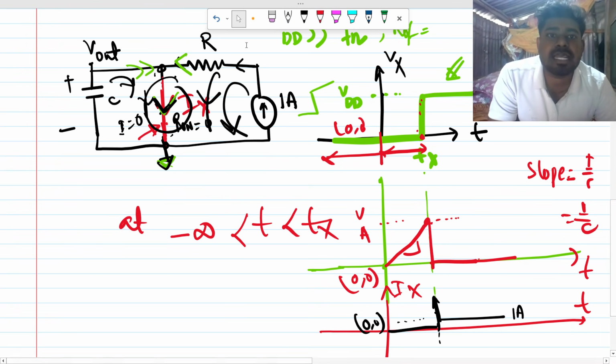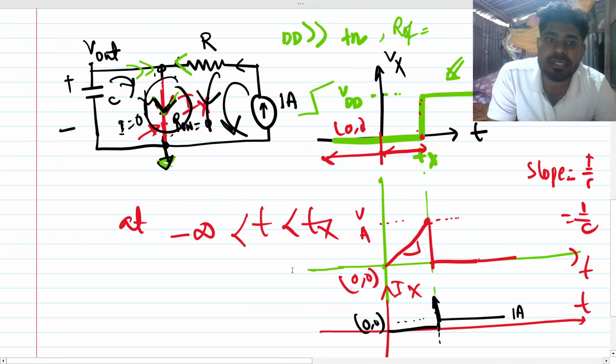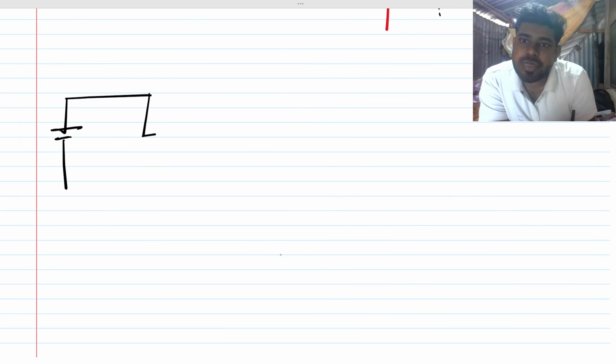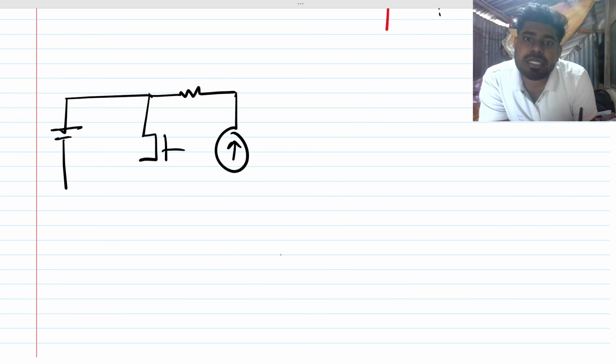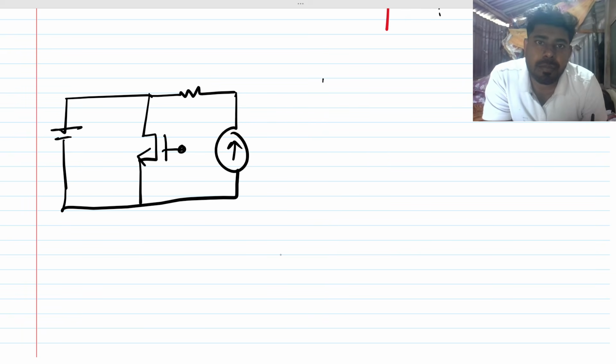Now let's talk about the second case, which is more real and very interesting. Ultimately, what is happening at t less than t equals Tx is that everything will be the same, correct?